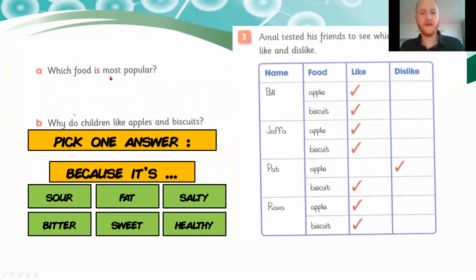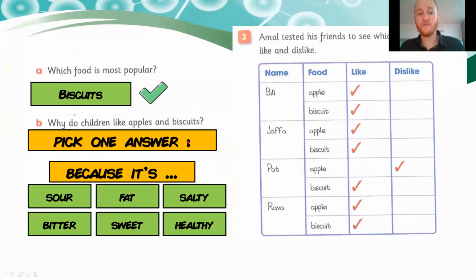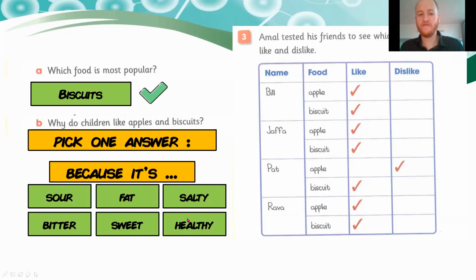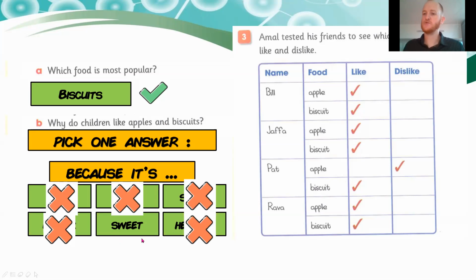Here, which food is the most popular? The food everybody likes is the biscuits. You see here, Pat, she didn't like apples, so everybody likes biscuits. And pick one answer. Why do children like apples and biscuits? Because it is, of course, sweet. Biscuits are not healthy. They're not salty, fat, sour, or bitter, so it's sweet.